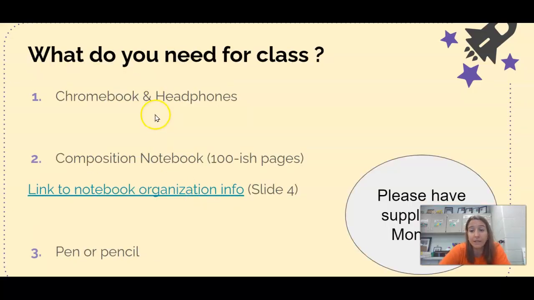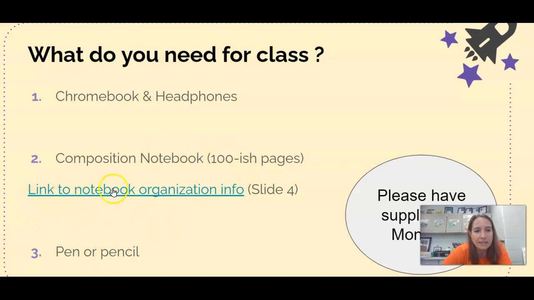For our class, the supplies that we need are a Chromebook and headphones, obviously, because you're an online class. Headphones are great so that you can really hear me well. Sometimes with a foreign language, that helps with being able to understand. Then there's also your composition notebook, which you're going to need. It's about 100 pages long.